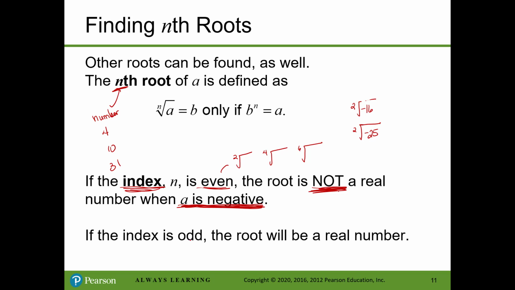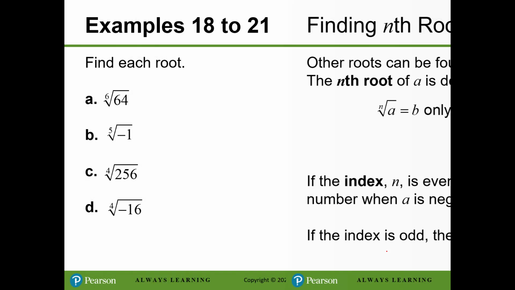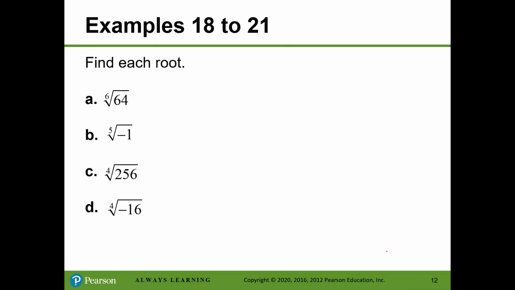If it's odd, so now you got a cubed root, or you got a 5th root, let me ask you something. We did an example. We took the cubed root of negative 8, right? We took the cubed root of negative 125. And could we do it? Yes, we could. There's my real answer. All right. Let's take a look at some examples.